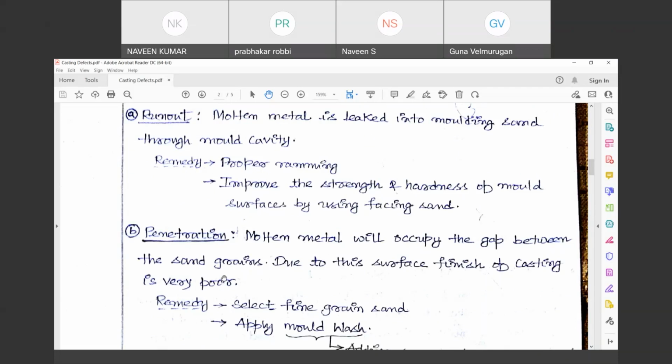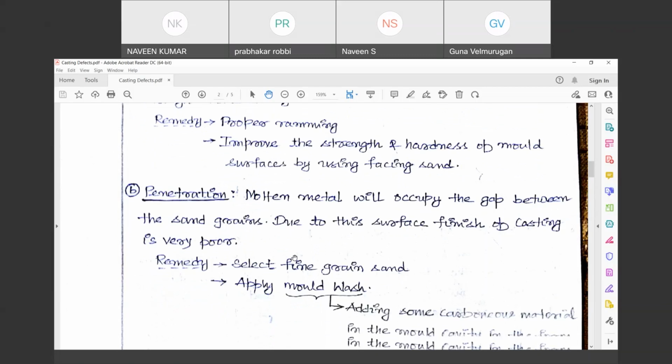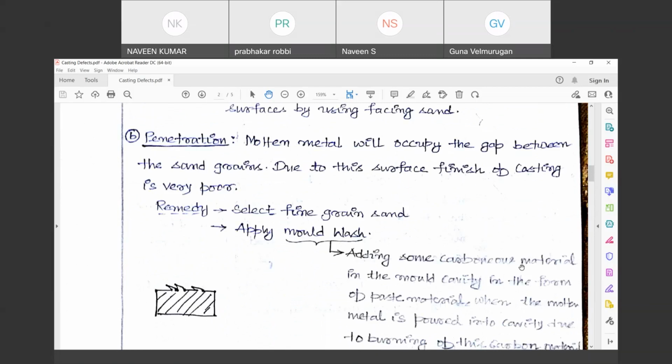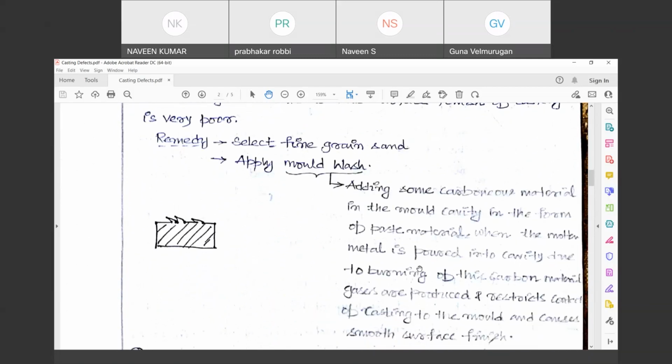So what is the remedy? Select proper fine sand grain. If you select a very good fine sand grain, then the surface finish will be good and there is no penetration. Or apply mold wash, where some carbonaceous material is applied in the mold cavity in the form of paste. Then metal is poured into the cavity. Due to the burning of this carbonaceous material, gases are produced, which restrict contact between the casting and the mold and cause a smooth surface finish.